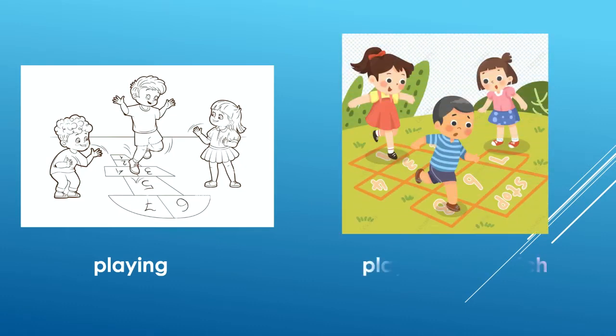What are they doing? Can you guess? Playing. What is the game that they are playing? They are playing hopscotch. Hopscotch. Shall we spell the word hopscotch? H O P S C O T C H. They are playing hopscotch. Okay, well done.